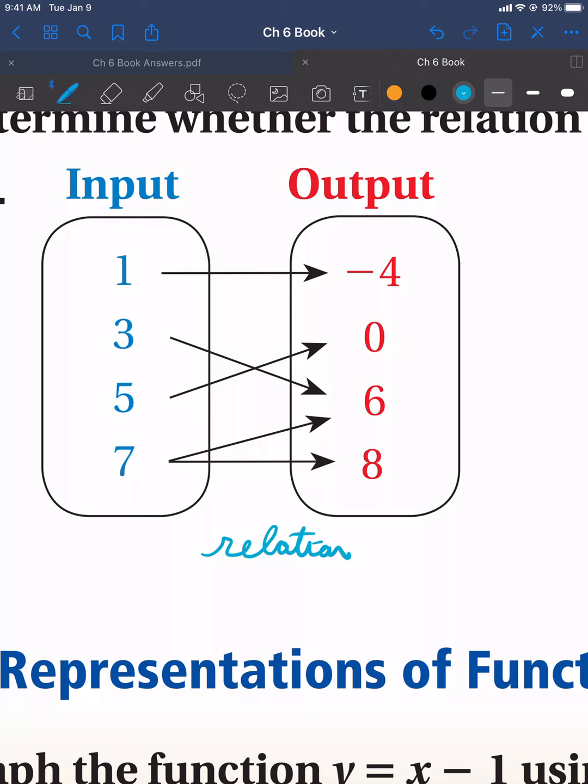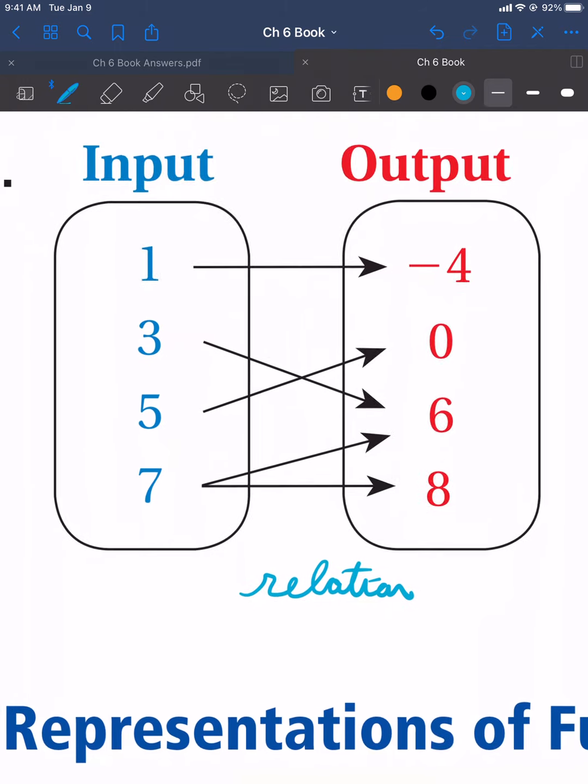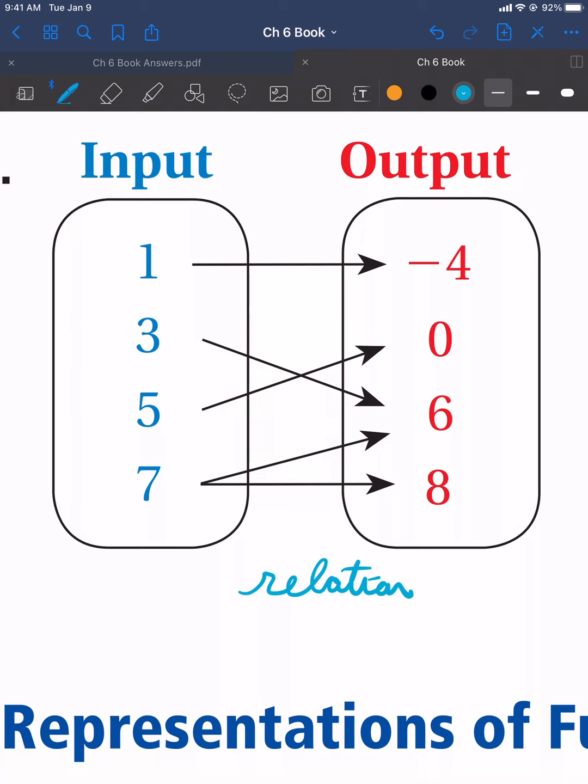It's a relation, but it's not a what? It's not a function, and tell me why, because they will say explain. Why is this not a function? Very good. 7 is going to the 6 and 7 is going to the 8. You can't have that happen, okay? The inputs can only go to one output, okay? So this is a relation, not a function.